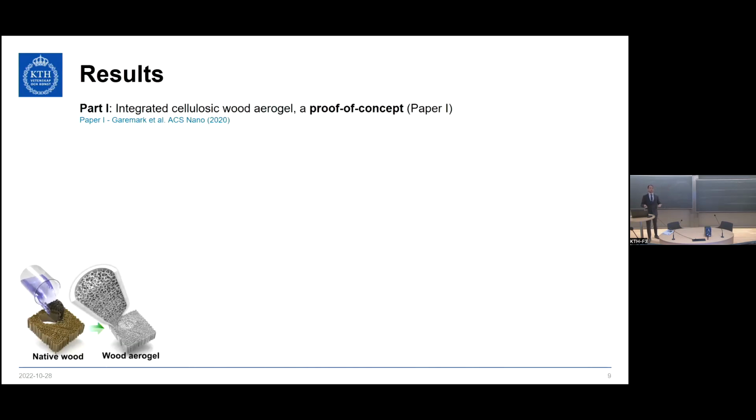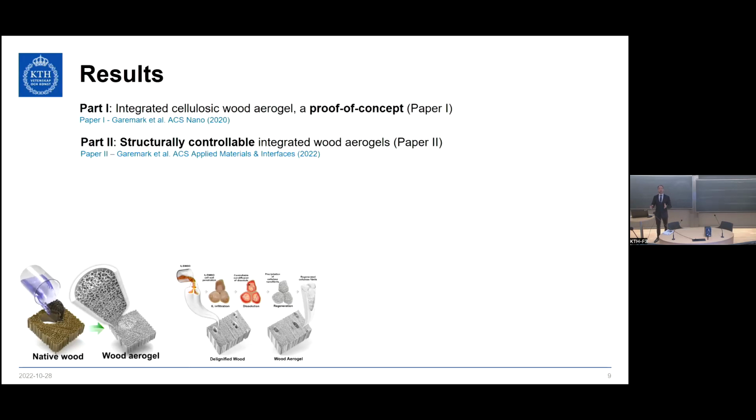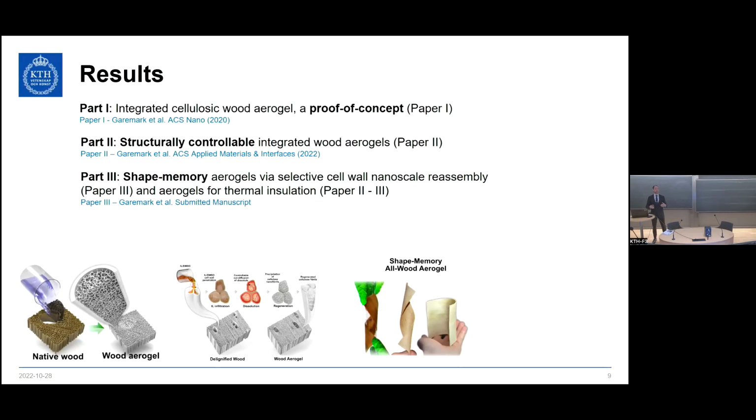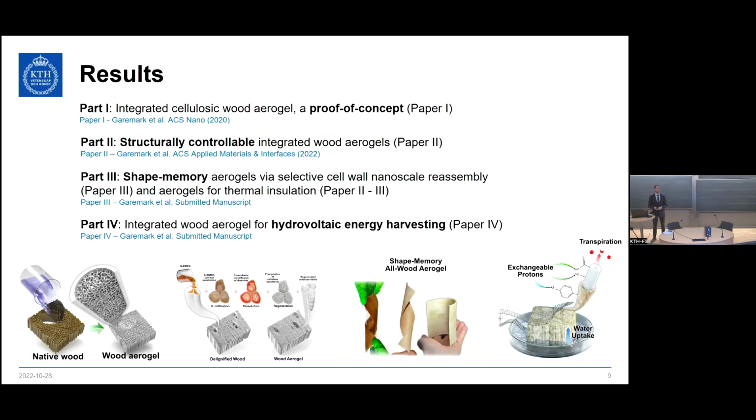So I've divided up the work in 4 parts. The first part is the proof of concept of the integrated wood aerogel. The second is how to improve the structural control in formation of integrated aerogels. The third is to obtain shape memory aerogels, but also a little bit towards thermal insulation of these materials. And lastly, the design of integrated wood aerogels towards photovoltaic energy harvesting.